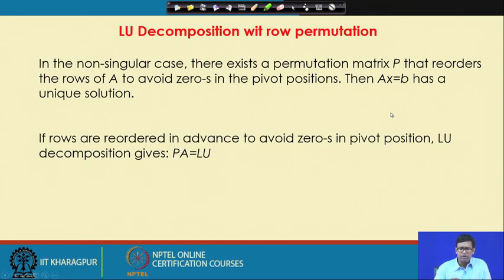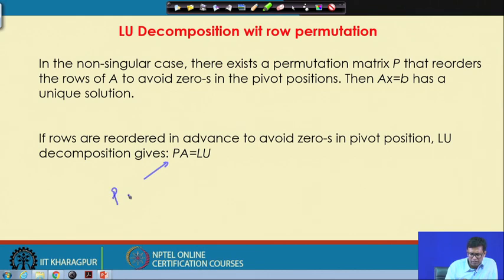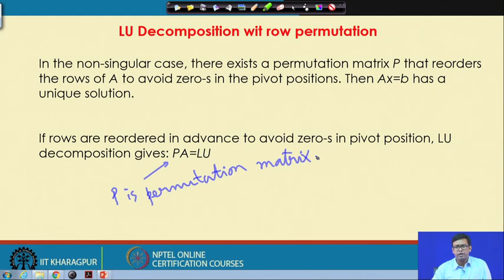If we reorder the rows in advance, so that we do not get a 0 pivot and we can perform the LU decomposition, we can write PA is equal to LU, where P is the permutation matrix. So, instead of A is equal to LU, we get PA is equal to LU, or the permuted form of A can be decomposed into LU, but all the process of LU decomposition and the uniqueness of LU decomposition should also hold.